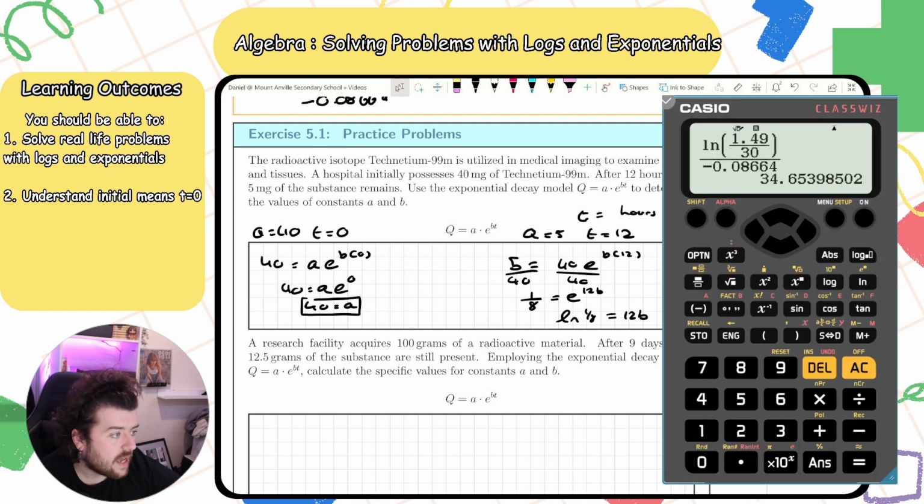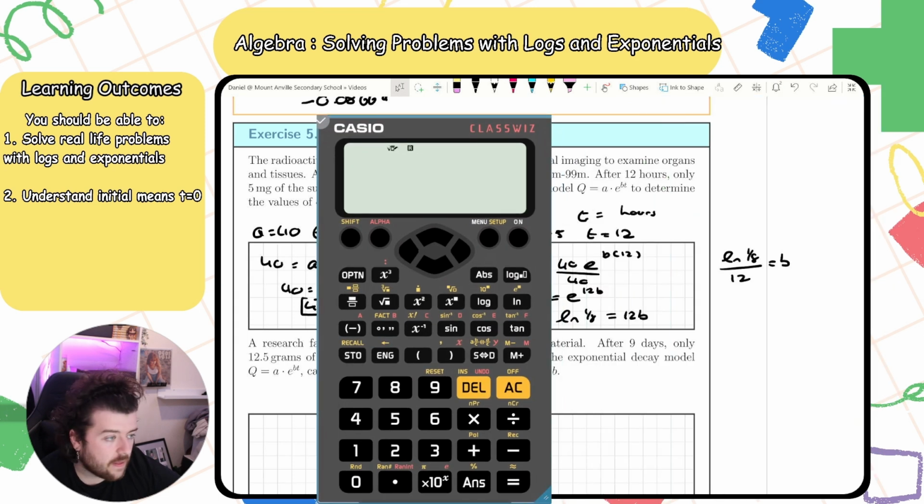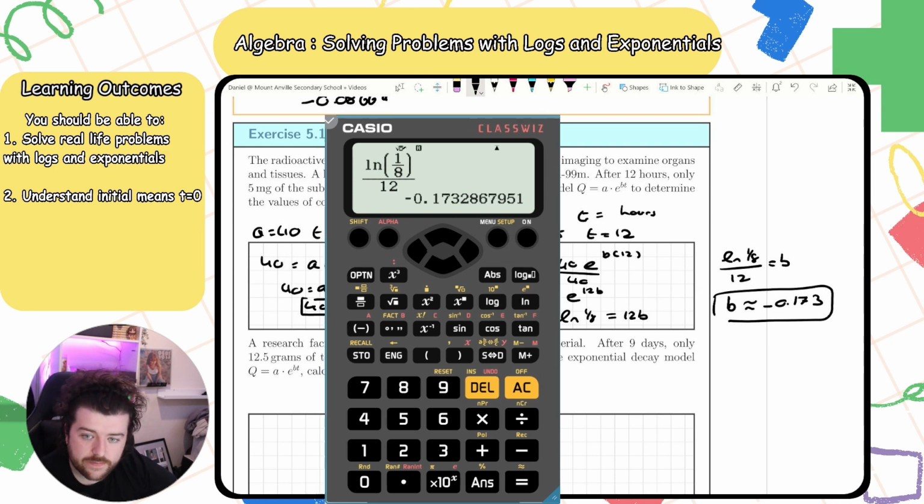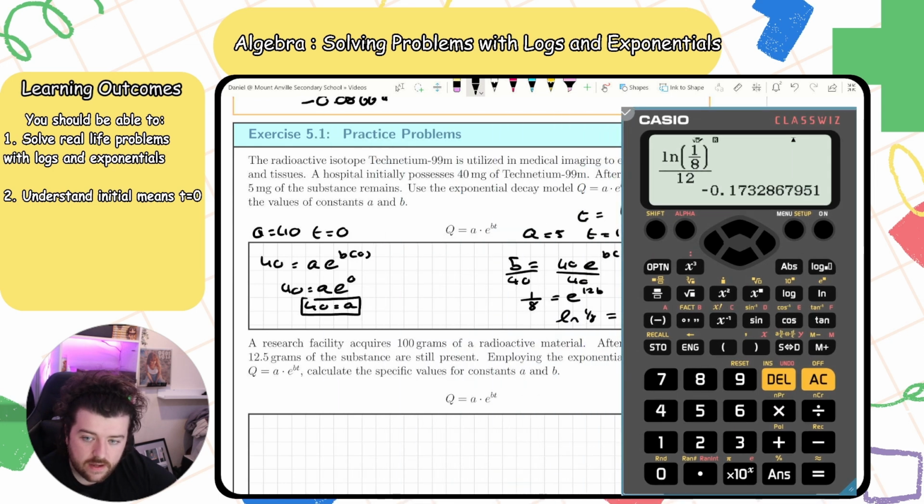You should get, so we're just looking for ln of 1 over 8, all over 12. And I get b is roughly equal to minus 0.173. Right, let's look at the next one here.